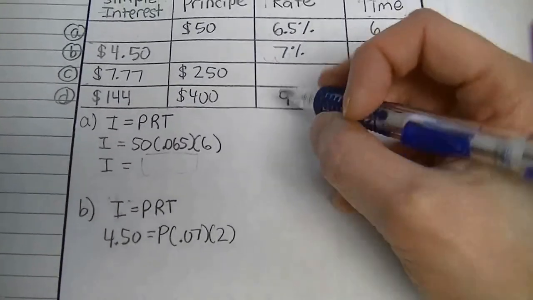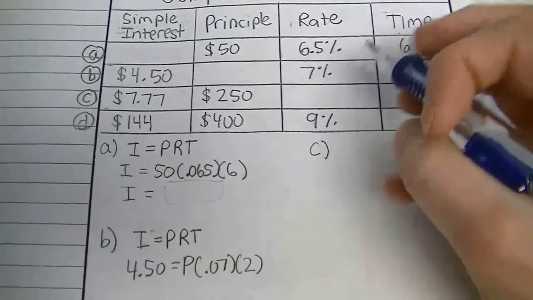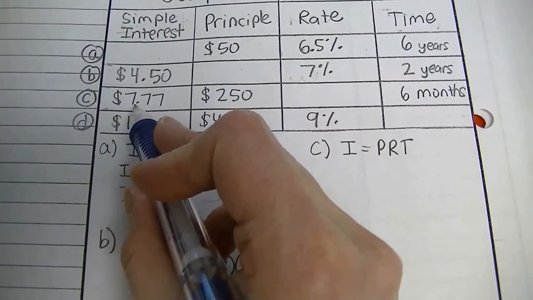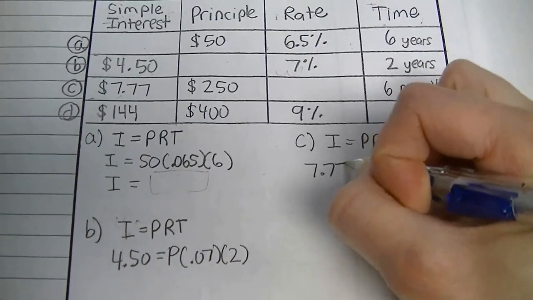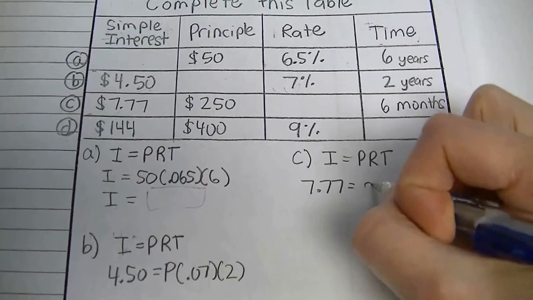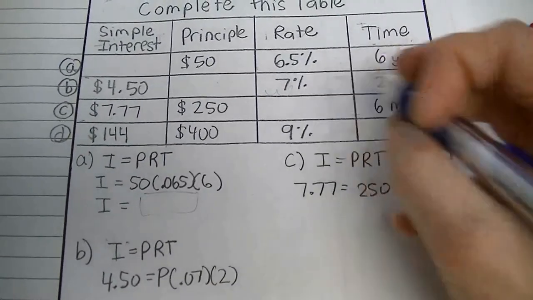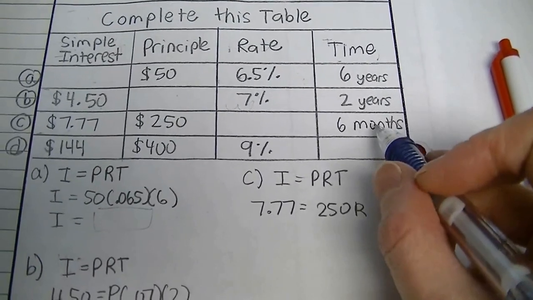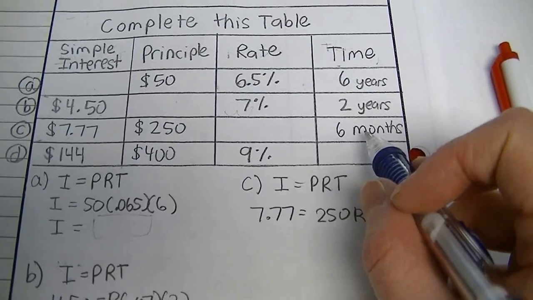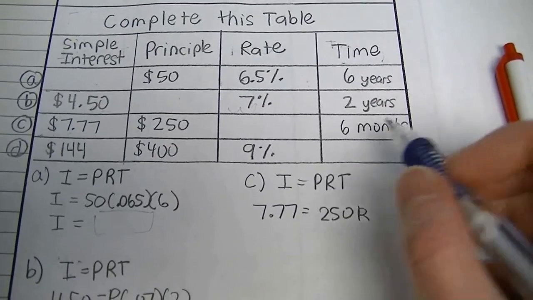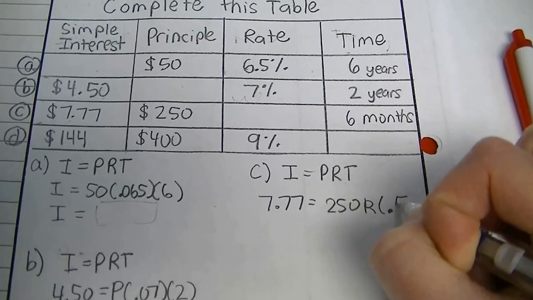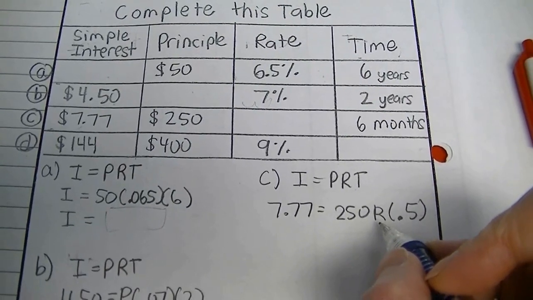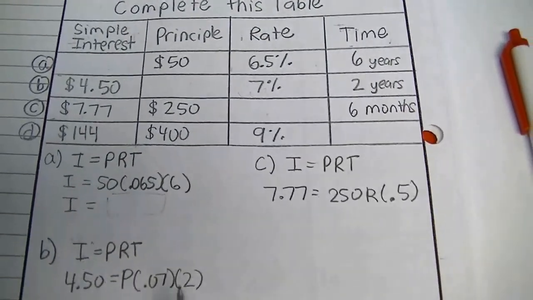All right, let's look at letter C. Start off by writing that formula. Okay, and we know that the simple interest is $7.77. The principal amount was $250. And we don't know that rate written as a decimal. Okay, here's where it's tricky. 6 months. Remember, it's got to be time in years. So 6 months, well, that's half of a year. So you're going to put 0.5 or 1/2. Okay, go ahead and solve for R. Once you get R, be sure to convert that into a percentage and put it right there, okay?